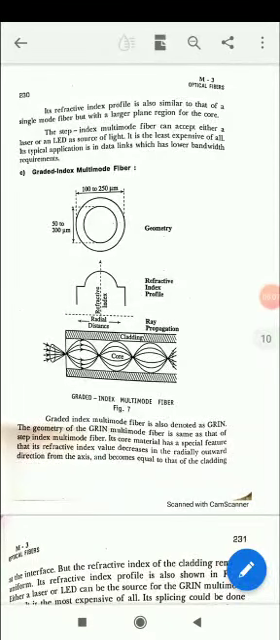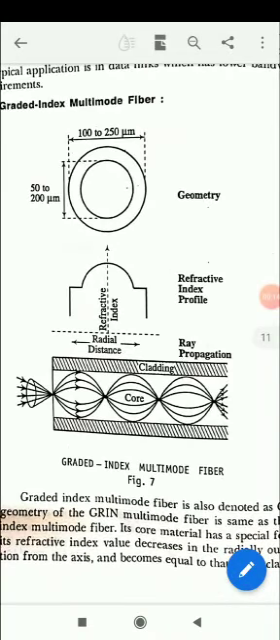Now see here students, next you people have to learn about the graded index multimode fiber here. So just go through the diagram here. It is denoted here in green. Multimode graded index optical fiber is made up of a thick core.